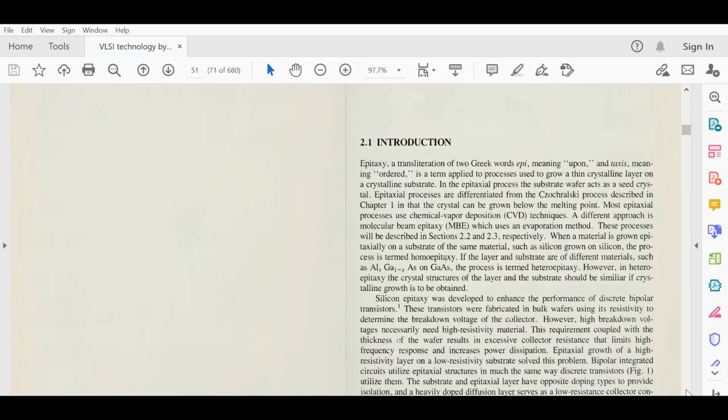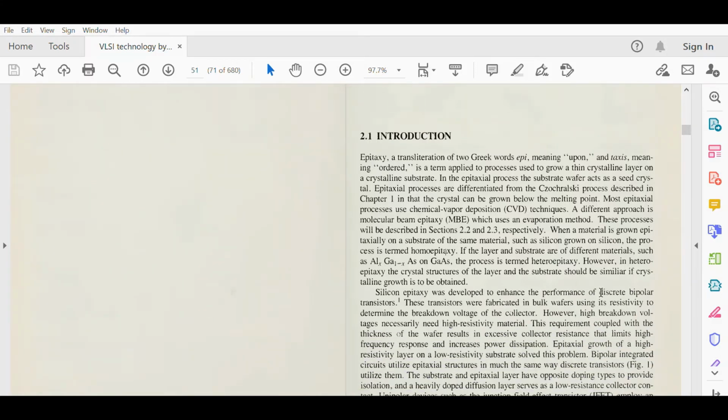Silicon epitaxy was developed to enhance the performance of discrete bipolar transistors. These transistors were fabricated in bulk wafers using its resistivity to determine the breakdown voltage of the collector. However, high breakdown voltage necessarily needs high resistivity material. This requirement coupled with the thickness of the wafer results in excessive collector resistance that limits high frequency response and increases power dissipation.